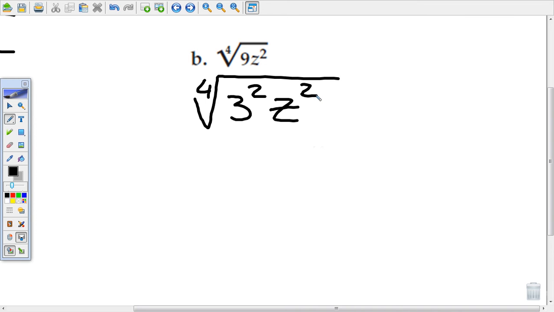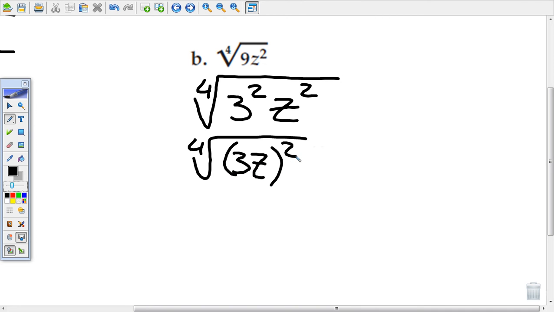Which really you could rewrite this in here, so that it would look like 3z all squared. I think that's going to make it easier. Okay, do that. And now what? I need to make this a fraction now. So this 4th root is going to become 1/4. So I have 3z all squared, all raised to the 1/4.